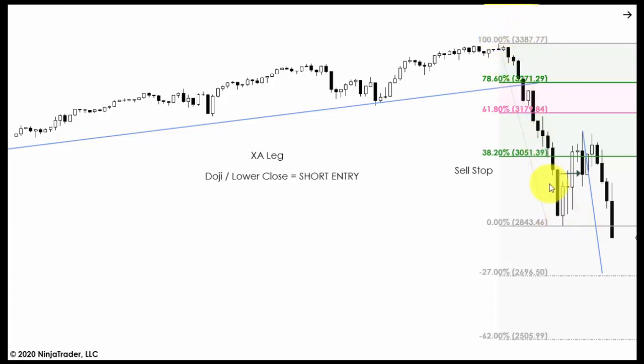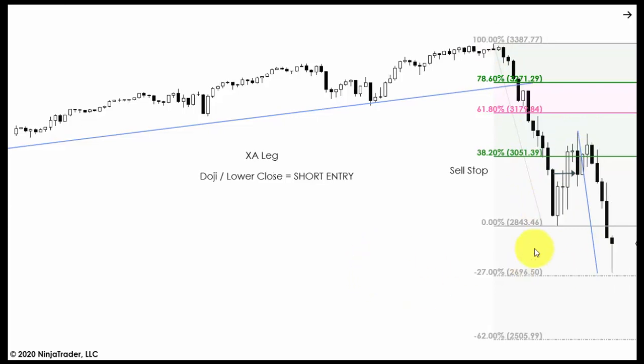Okay, so this is the XA, and then here's A up to B, and then this is the B to C leg right there potentially, or some of you might know it as AB, CD. All right, so let's continue forward.